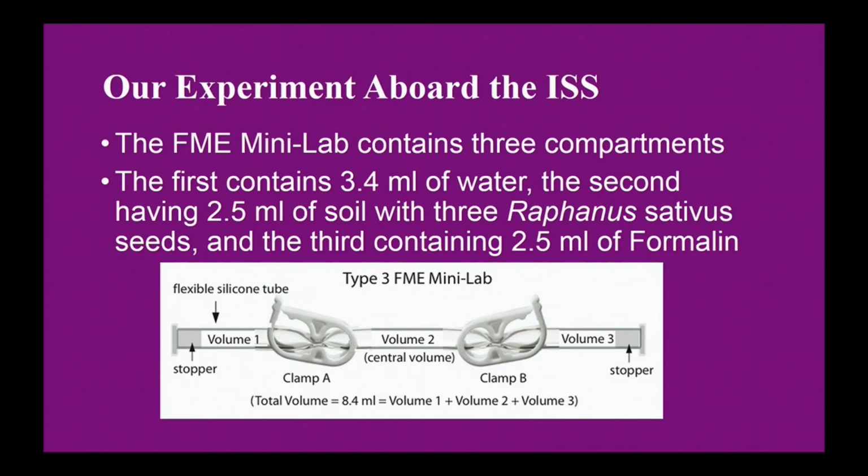We are using the Type 3 FME Mini Lab 2, which has 3 compartments. Volume 1 will have 3.4 milliliters of sterilized water, which will activate our experiment, since it is one of the simplest ways to germinate a seed. Volume 2 will have 2.5 milliliters of sterilized soil and 3 radish seeds, or Raphanus sativus seeds. We chose these seeds because they are easy to grow and maintain, which will help since we cannot tend to them. We originally planned to tuck the seeds into paper towels, but they grow better in soil. Volume 3 will contain 2.5 milliliters of formalin to preserve our experiment.